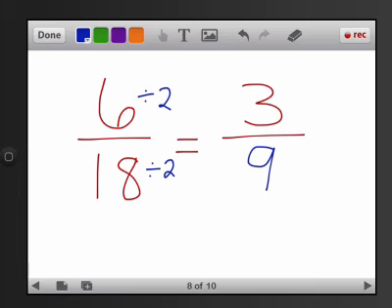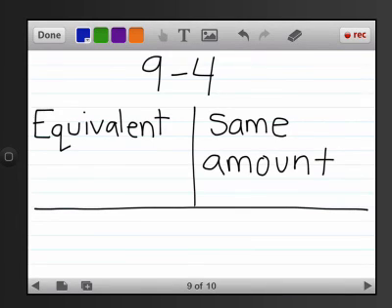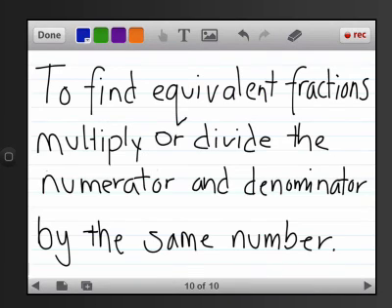What I would like you to do is take out your notebooks. There's just a couple notes tonight. 9-4, equivalent means the same amount. To find equivalent fractions, multiply or divide the numerator and denominator by the same number.